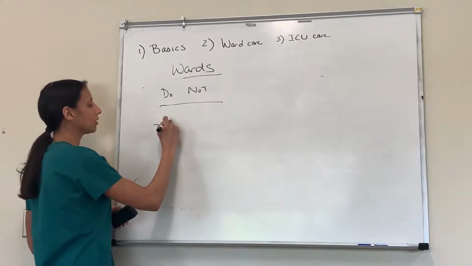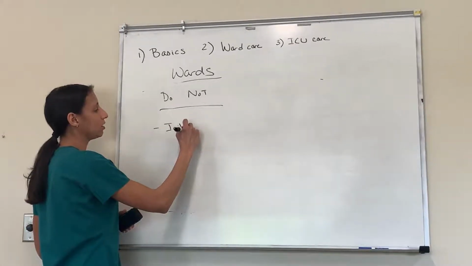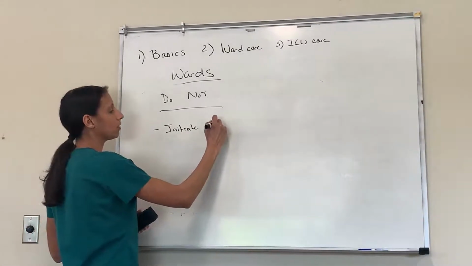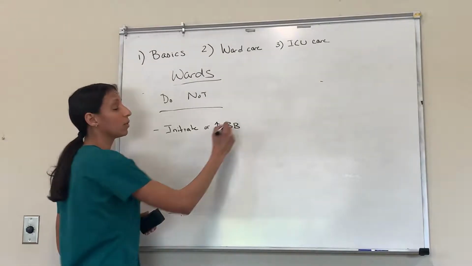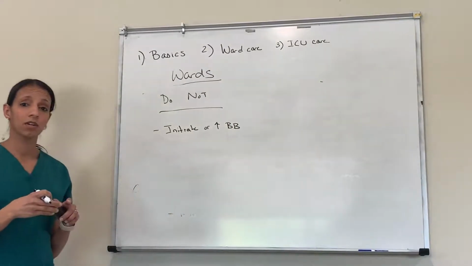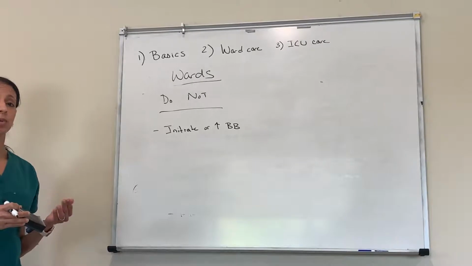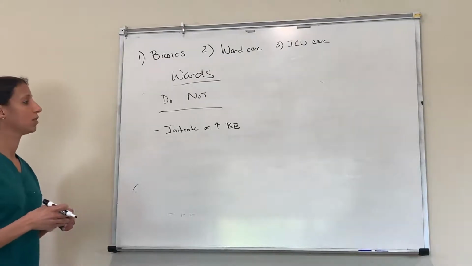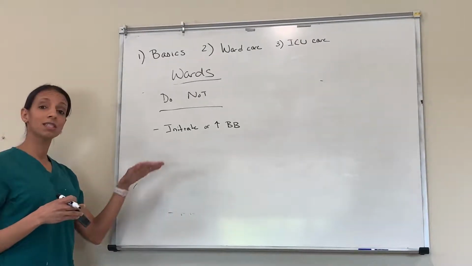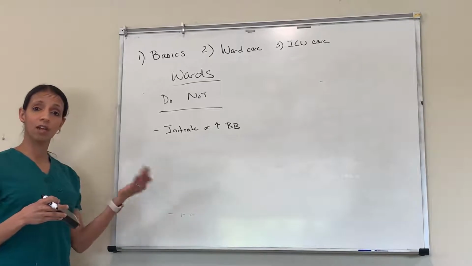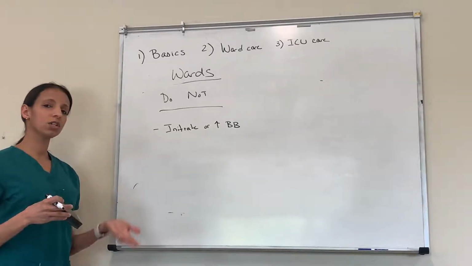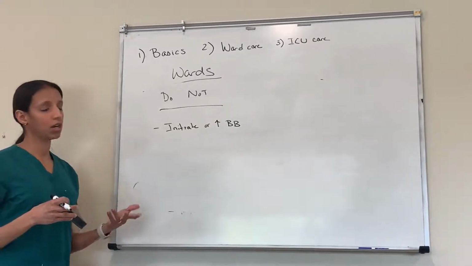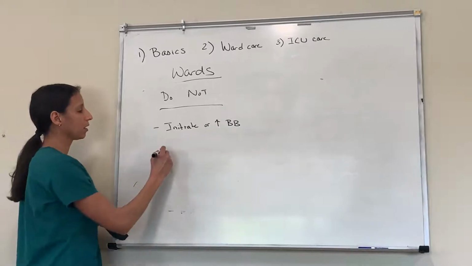So do not either initiate or increase beta blockers when somebody's in acute decompensated heart failure. It increases their risk of developing cardiogenic shock, and you can actually hurt the patient. So it's okay for them to stay on a beta blocker if they come in on a beta blocker, but you shouldn't increase the dose and you shouldn't start it off the bat.